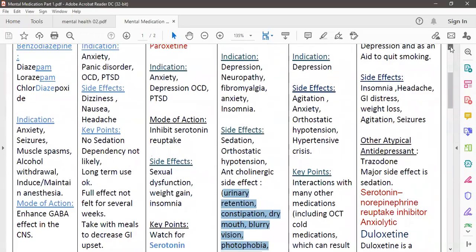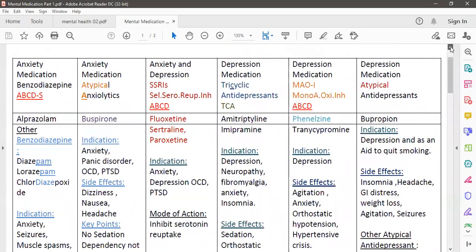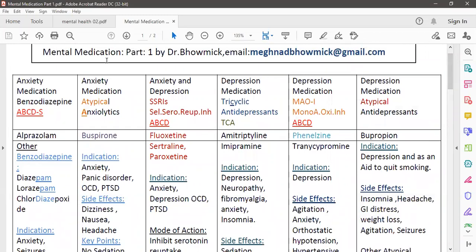So the other group of drugs we use here are the atypical antidepressants, medication for depression. You see, there are depression drugs: this is TCA, these are typical. If TCA is not suitable, we switch to the MAO inhibitor. It is also a typical antidepressant, but some are atypical antidepressants, which is called bupropion.